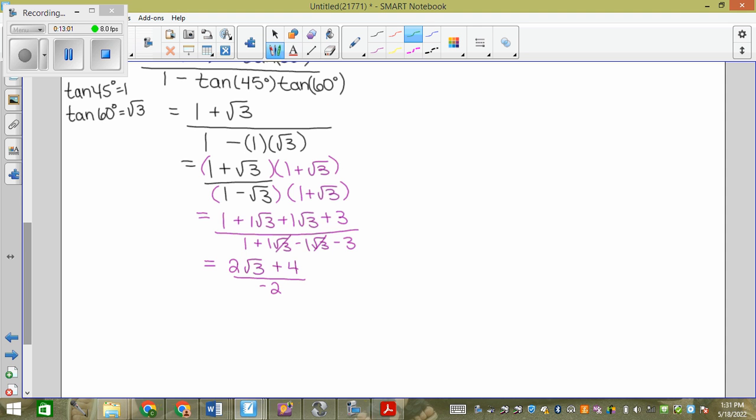So 2 divided by negative 2 is negative 1. 4 divided by negative 2 is negative 2. Negative 2 divided by negative 2 is 1. So I'm going to get negative 1 root 3. Do I need the 1 in front? No. Minus 2 all over 1. Do I need a 1 if it's in the denominator? No.